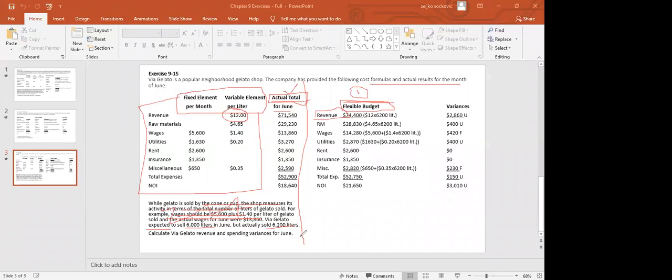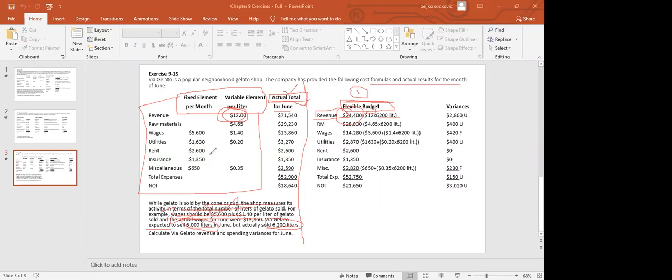Which number will you use here? Well, this is from the planning budget. You don't care about it. You care about actual results. So you say 6,200, and you use the 6,200 here, and these $12, and this will give you $74,400.